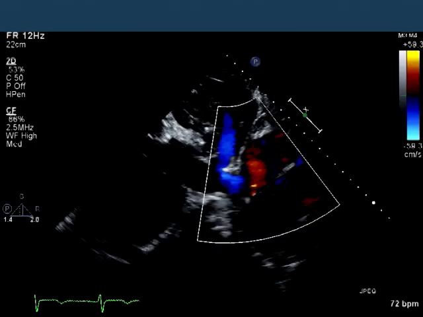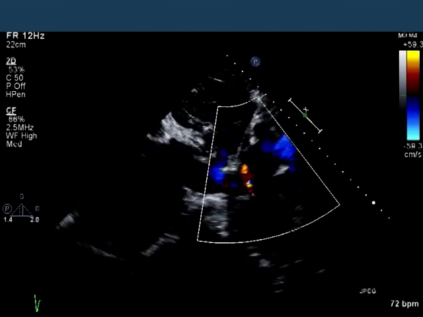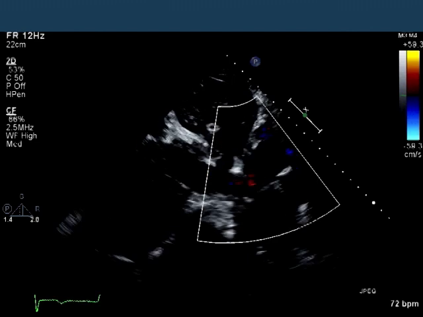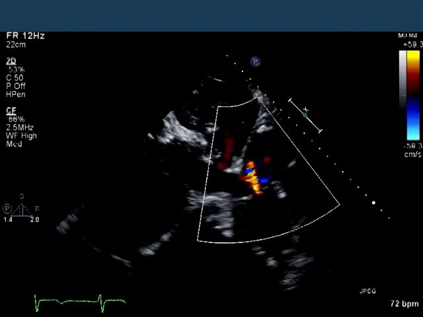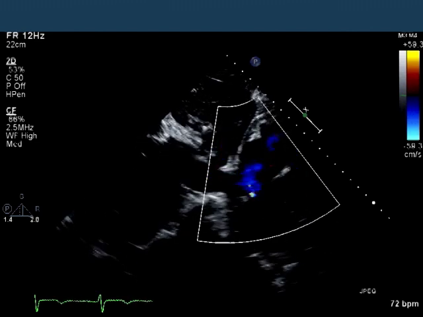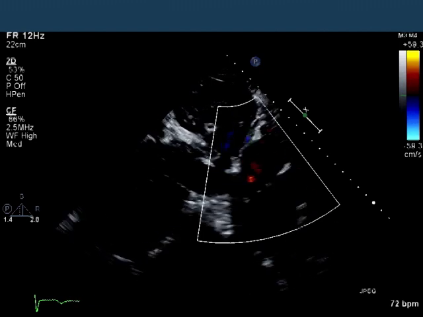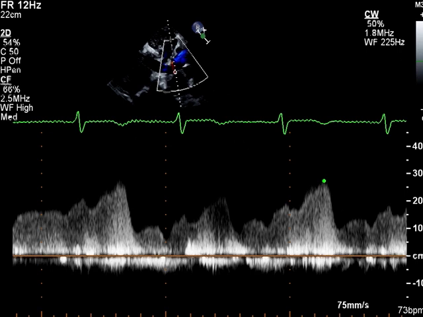So what I'm showing now is a 2D image with color in the subcostal through the interatrial septum, and you can see that that transeptal puncture has still left its mark, and that there is still flow going from the LA into the RA. The Doppler of that flow, and now this is continuous wave Doppler, demonstrates velocities that are anywhere between almost 1.5 and almost 2.8 meters per second.